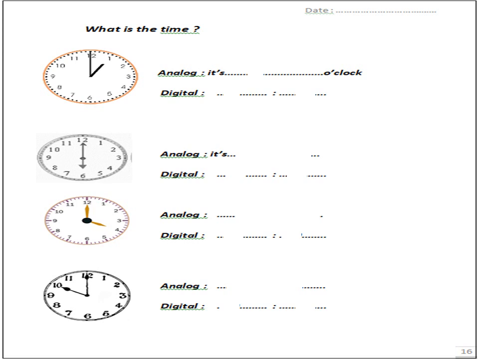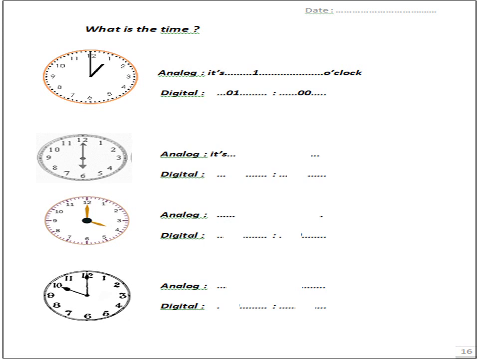Open your final revision, page 16. In time, in clock, we have two kinds of clock, analog and digital. In analog, we have two hands, one small hand for clock and one big hand for minutes. When we have small hand on 1 and big hand on 12, it's 1 o'clock. In digital, we write 1, and on the other side we write 2 zeros. So it's 1 o'clock in digital clock.